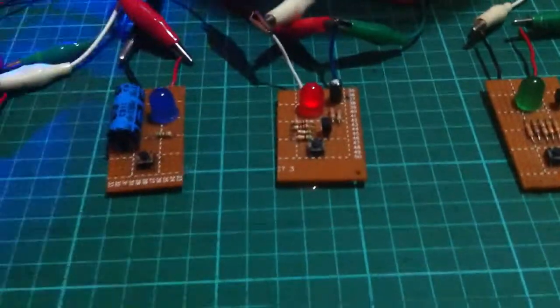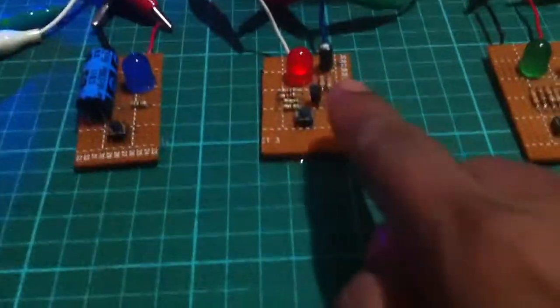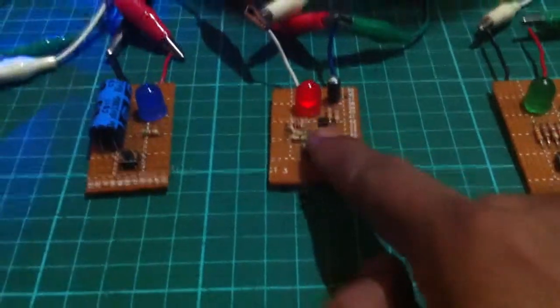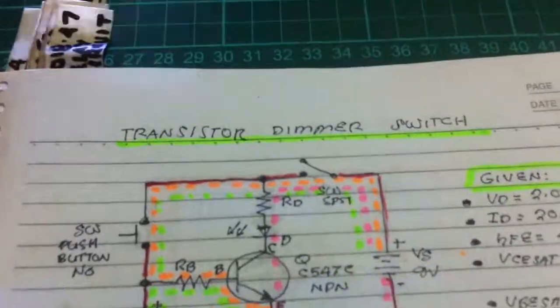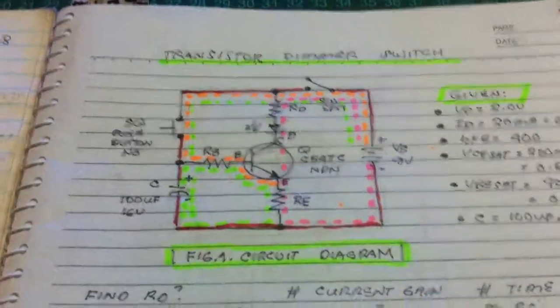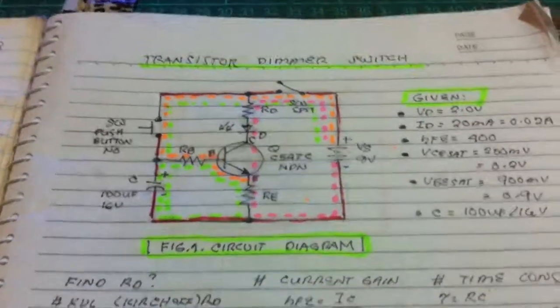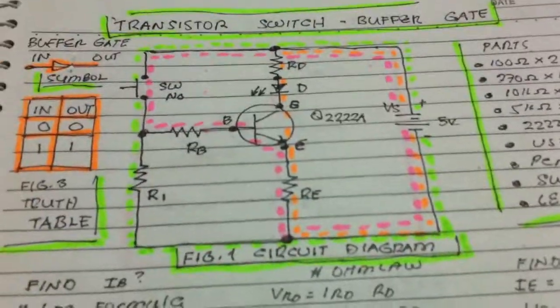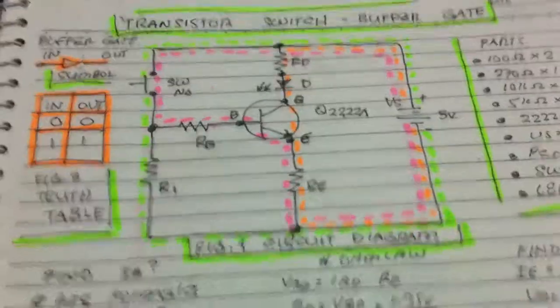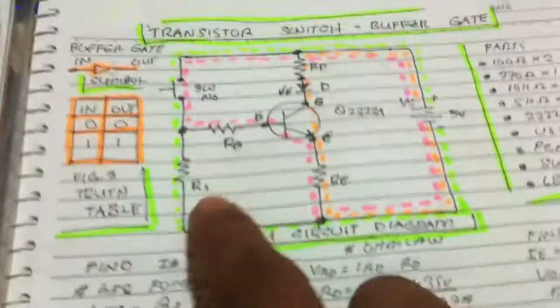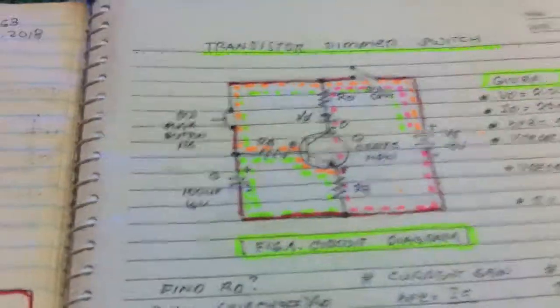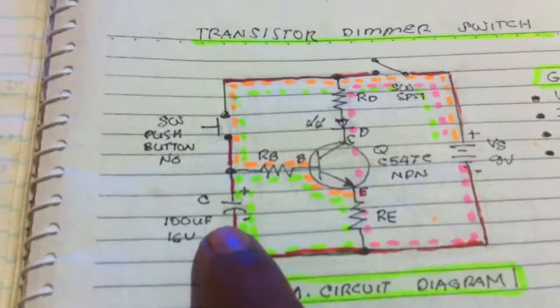This one. I think there's a little light here. Let us try to find out. So our circuit is the transistor dimmer switch. It seems that it's the same with circuit one. See? What's the difference? I just changed the resistor here. I replace it with the capacitor here.